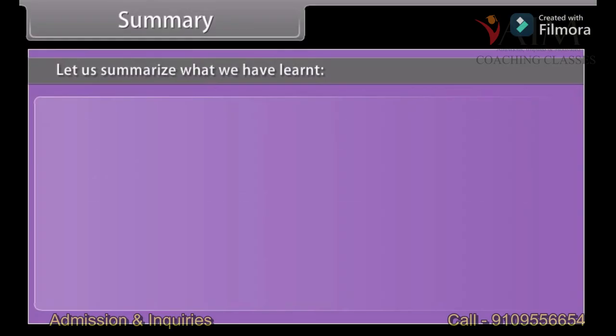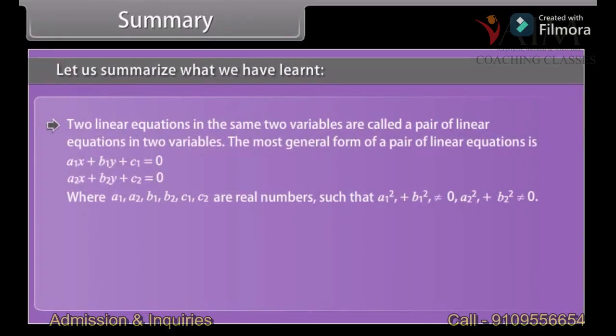Summary. Let us summarize what we have learned. Two linear equations in the same two variables are called a pair of linear equations in two variables. The most general form of a pair of linear equations is a1x + b1y + c1 = 0, a2x + b2y + c2 = 0, where a1, a2, b1, b2, c1, c2 are real numbers such that a1² + b1² ≠ 0, a2² + b2² ≠ 0.